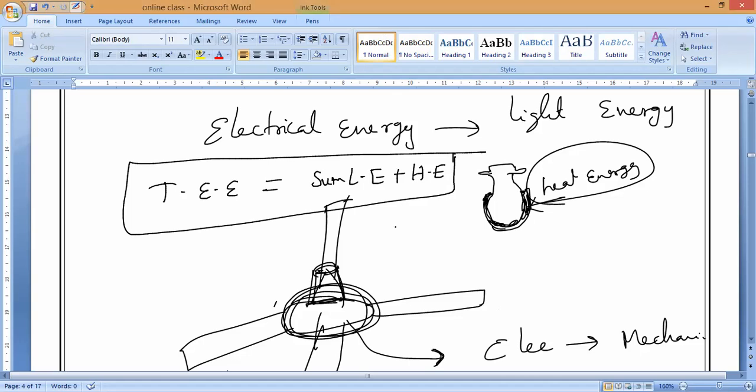So please, all of you write it. During energy conversion, some amount of energy may be wasted.